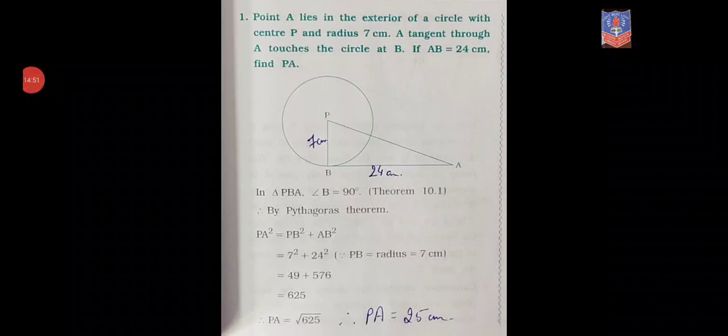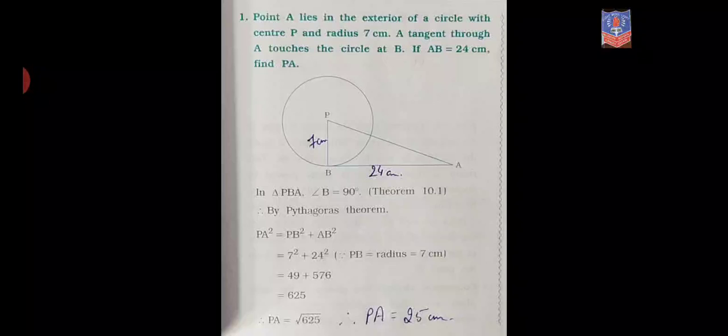लेट अस डिस्कस वन मोर एग्जाम्पल, एक एक्स्ट्रा एग्जाम्पल, ओन एग्जाम्पल लिया गया है। व्हाट इज दिस एग्जाम्पल? Point A lies in the exterior of a circle. You can see that point A is outside the circle with center P. Circle का center क्या है? PA and radius 7. A tangent through A touches the circle at B. तो A पॉइंट से आप देख सकते हो टेंजेंट है जो सर्कल को B पे टच कर रहा है. सो B इज द पॉइंट ऑफ कॉन्टैक्ट.